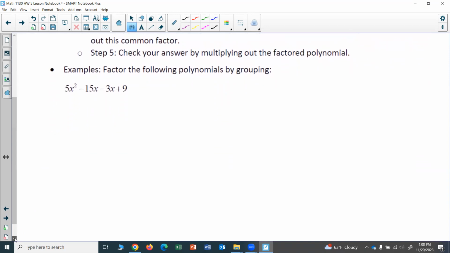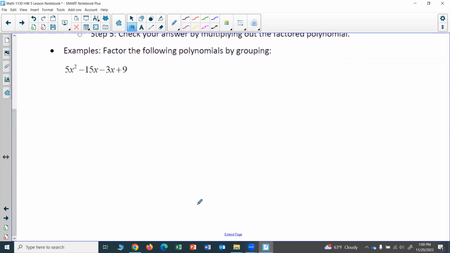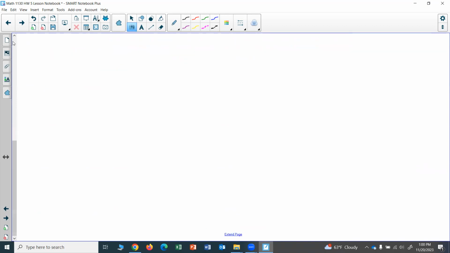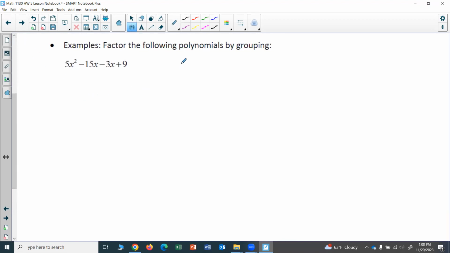All right, so let's look at this example. We have 5x squared minus 15x minus 3x plus 9. Okay, so I'm going to start by grouping. So I'll go ahead and label my steps here. I'm trying to group. And so I'll have parentheses around 5x squared minus 15x. Close those parentheses, put a plus. You have to have a plus between the groupings.